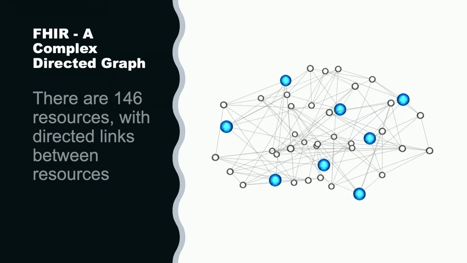Formally, from a computational viewpoint, what FHIR really is, is a complex directed graph. And so this gives you kind of a view of it. There's 146 of these resources. They have elements that have directed links between the different resources. So imagine our challenge then. How are we going to project this as any kind of a relational schema?